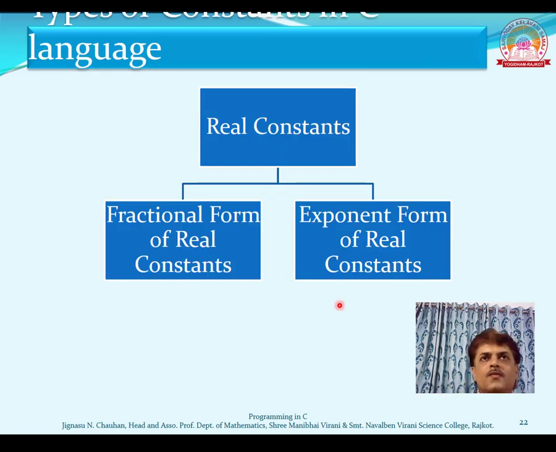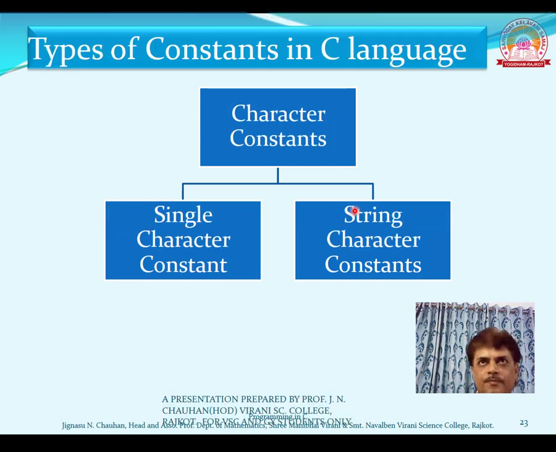Let us see various types of the constants. Real constants have 2 different types, that is real constants in fractional form and real constants in exponent form. For character constants, there are 2 different types: one is single character constants and another is string character constants.